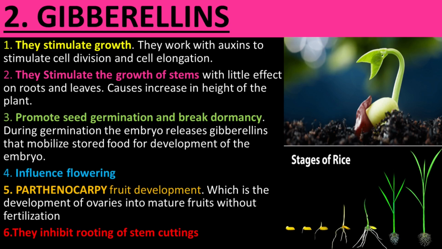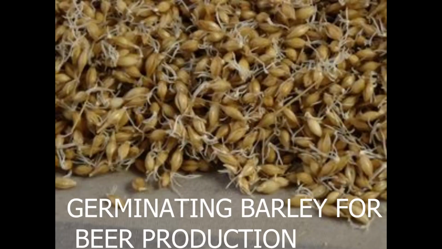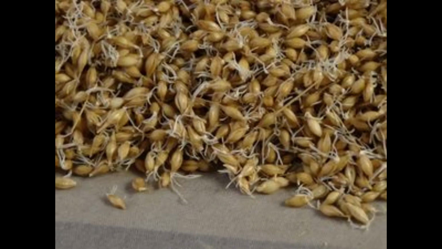Practical applications of gibberellins. Increasing crop yield. Gibberellin application can increase the size of fruits like grapes and apples. Breaking seed dormancy: gibberellins are used to promote seed germination in seeds that require specific conditions to break dormancy. They are used to make dwarf plants grow normally. Malting of barley: gibberellins are used to accelerate the germination process in barley seeds during beer production.